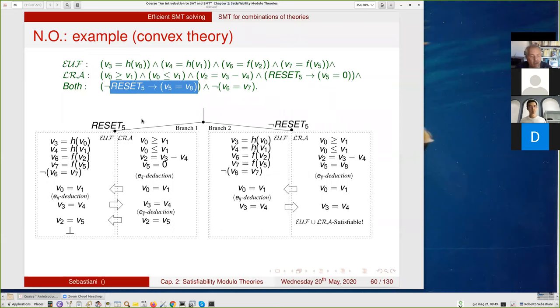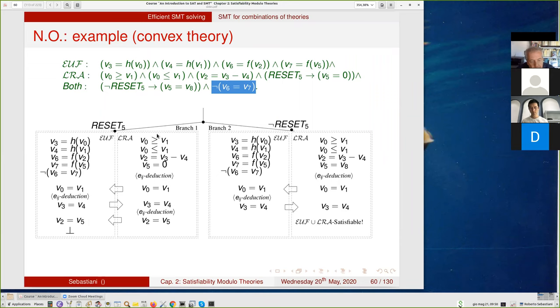theory atoms between UF atoms and the LRA atoms. In particular, we have this set of UF atoms, which are substantially the definitions of the outputs of the functions, so V3 equals H of V0 and so on. And also we have V6 equal V7. We assume, for instance, that V6 equal V7 has to be UF. This is an arbitrary decision; you can decide each way. So suppose you consider this UF. And then you have the linear real arithmetic.